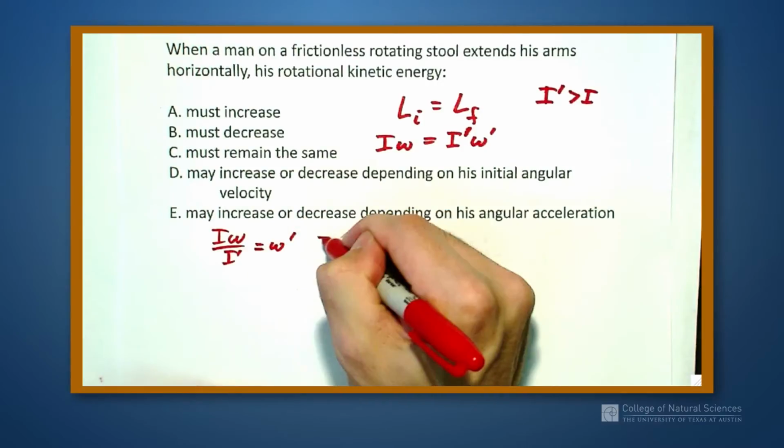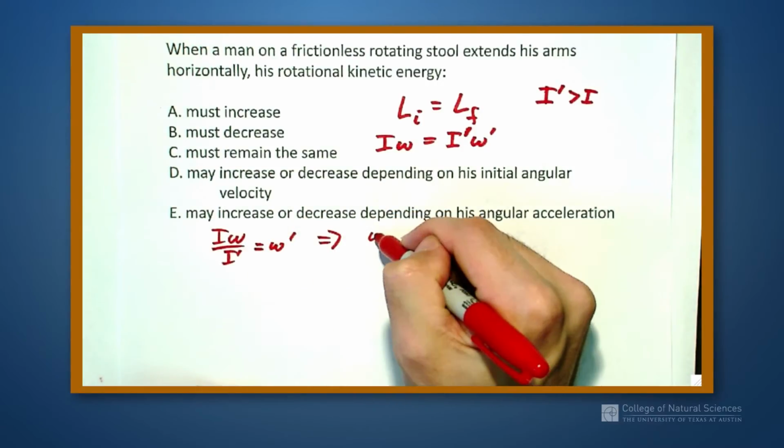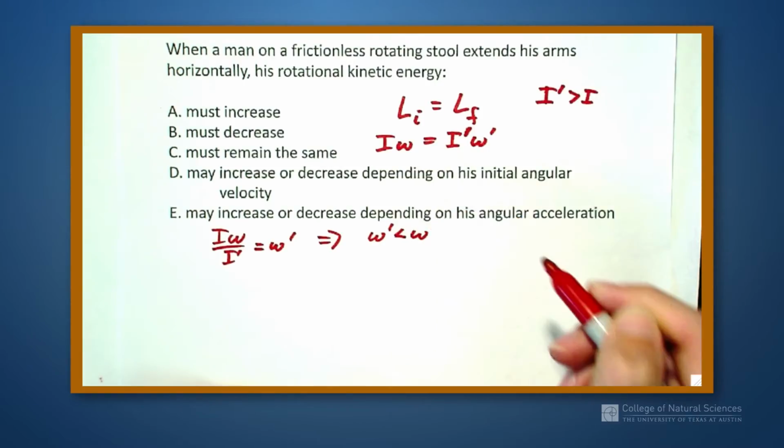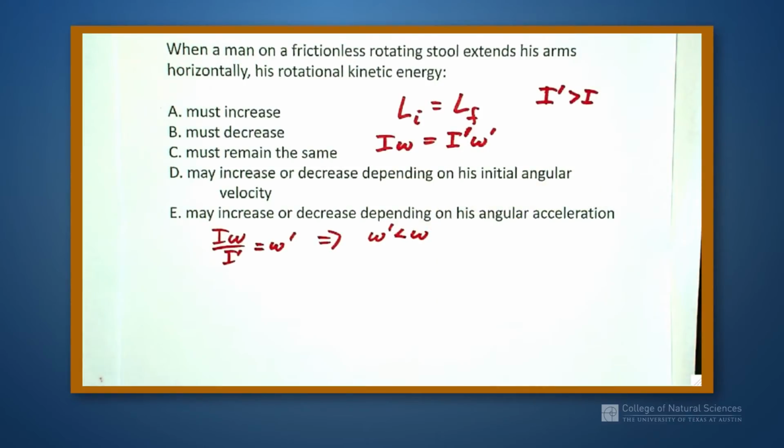This will tell me that omega prime is smaller than omega, by exactly the same ratio that I prime is larger than I. And that's going to be a key point we're going to use later on. So let's figure out what the kinetic energies do.